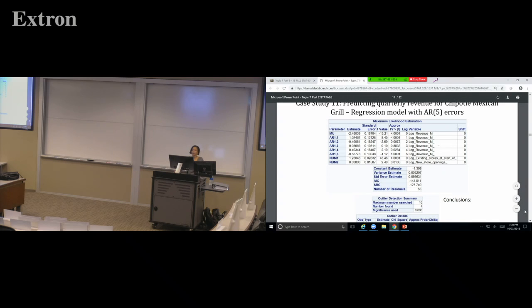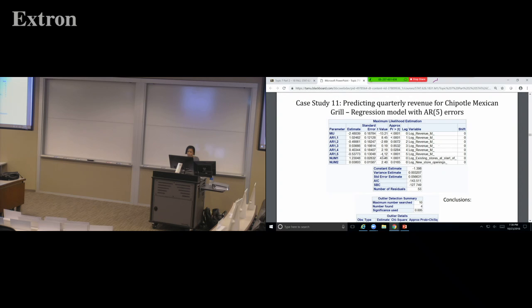Okay. All right. So when we run in SAS a regression model with AR5 errors, this is what our output looks like. And what you'll see here is that all of our parameter estimates are significant, except for the AR3 parameter estimate. You'll see here that it has a p-value of 0.85.